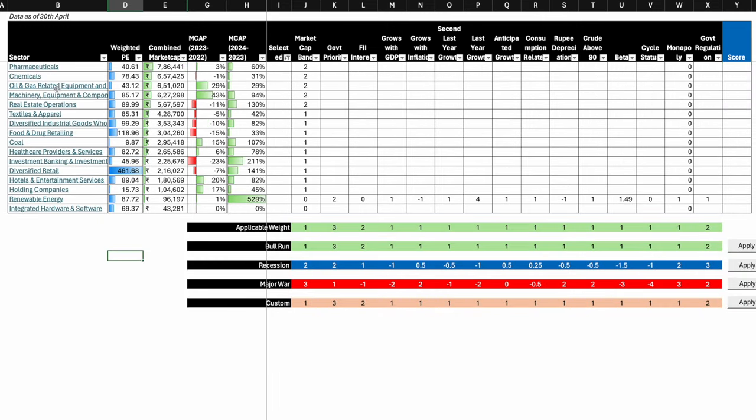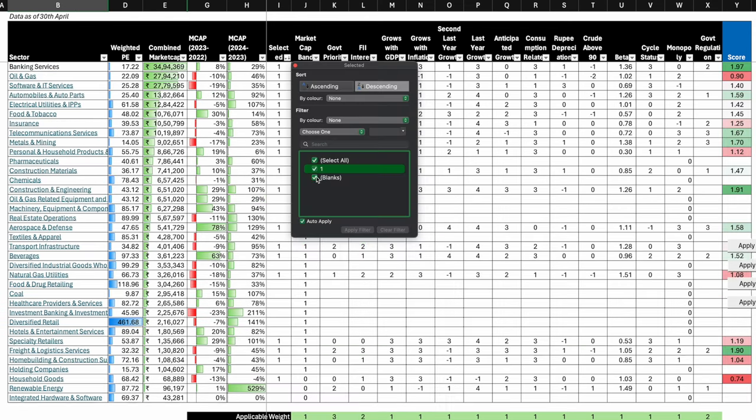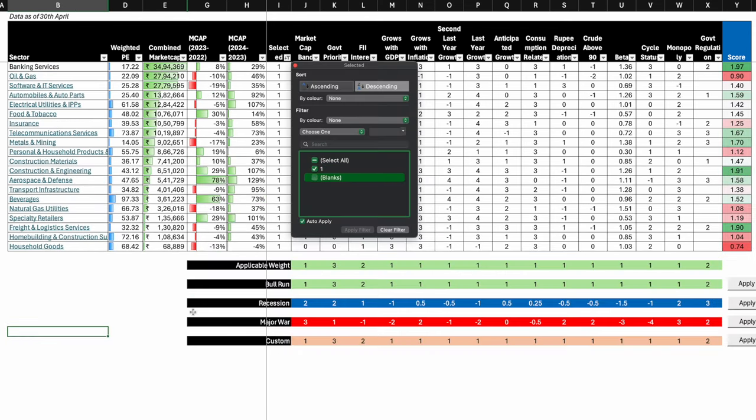Pharma, chemicals, oil and gas related equipment. This is not oil and gas. Real estate operations. When you're doing your own model, you could obviously exclude or include any sectors you want by just flipping the value in the column I.